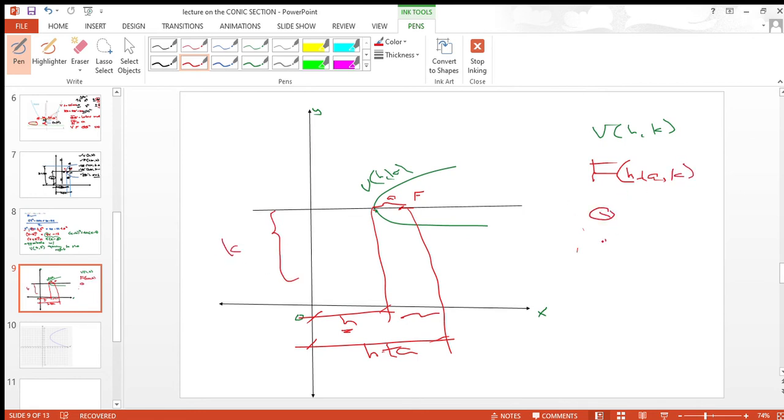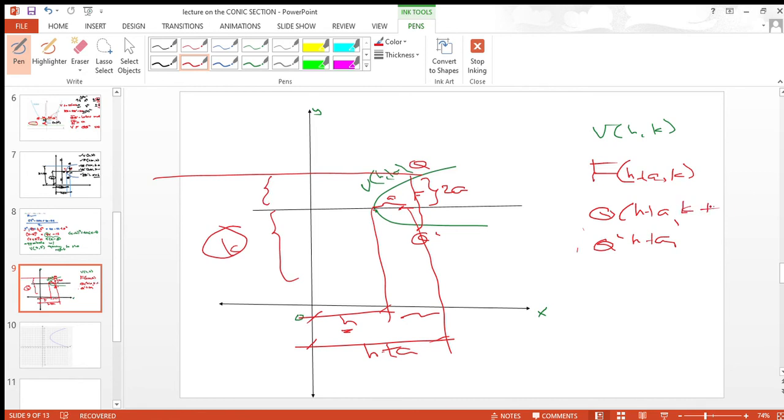Then, q prime, ito yon. That's q prime, distance from f to q, 2a. So, ano yung abscissa ni q and q prime? Pareho ng abscissa ni f. H plus a lang yan. H plus a. And then, yung ordinate will be k plus this, which is 2a. Eh, yung isa nasa baba. Kaya magiging k minus 2a.